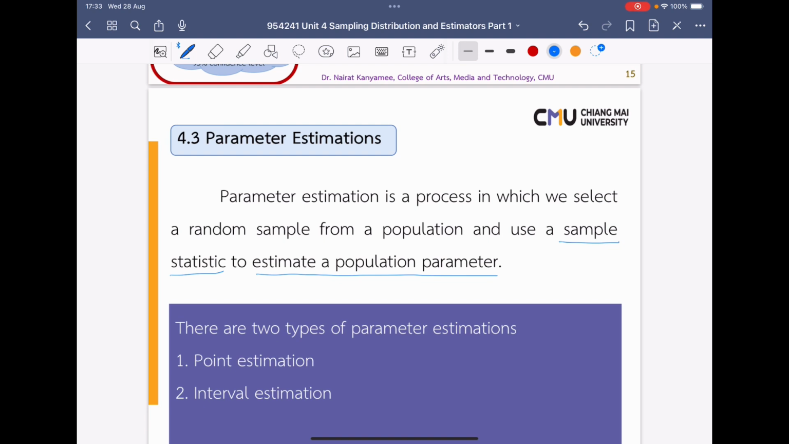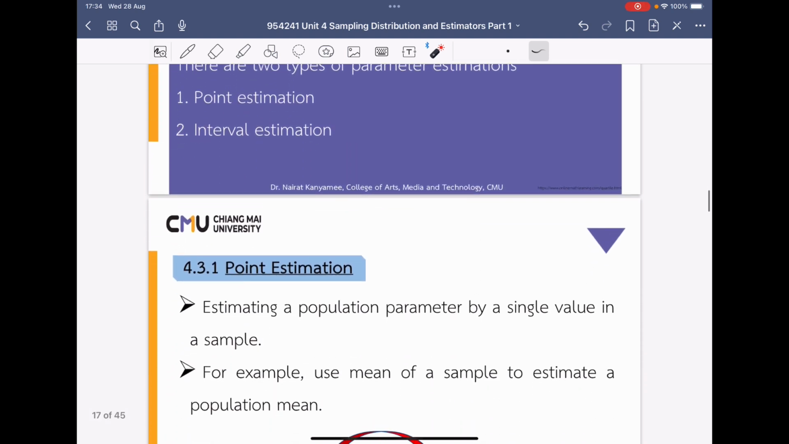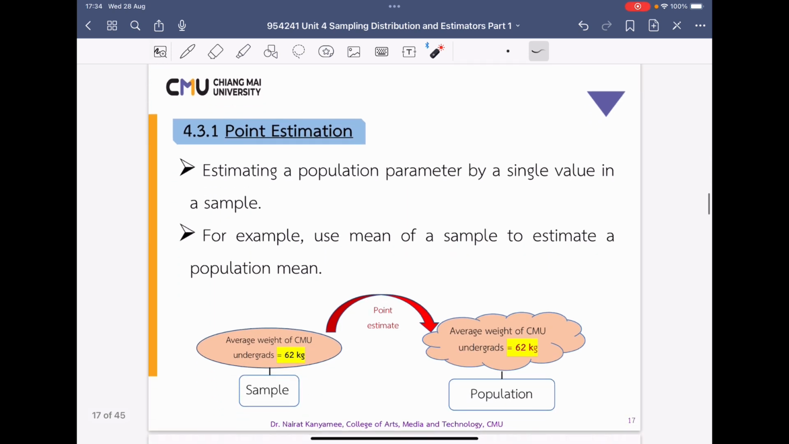And there are two types of parameter estimation. The first type is point estimation, and the second type is interval estimation. So in 4.3.1 we talk about the first type, which is point estimation. With this method, we estimate a population parameter by using just a single value in the sample.